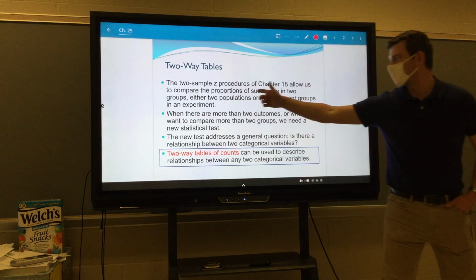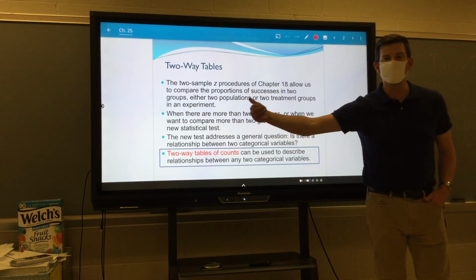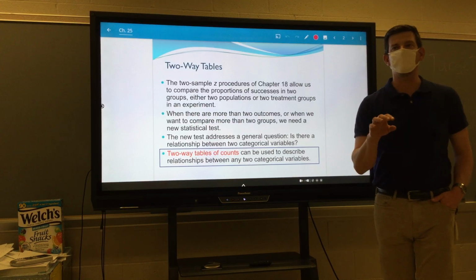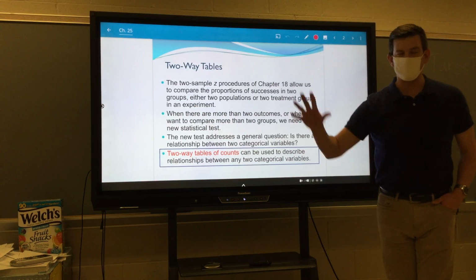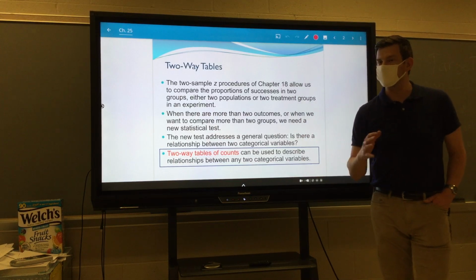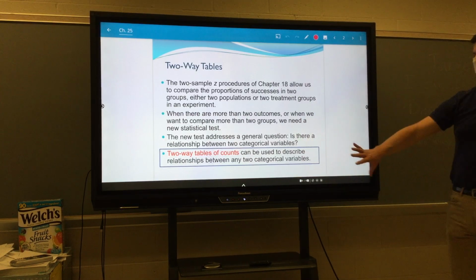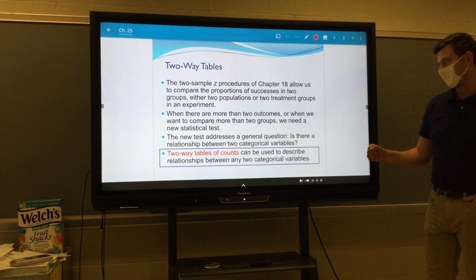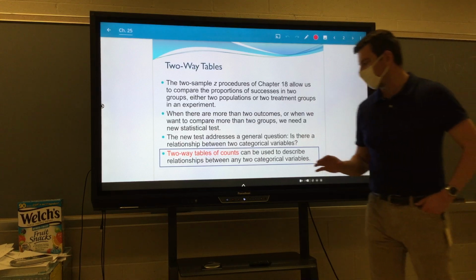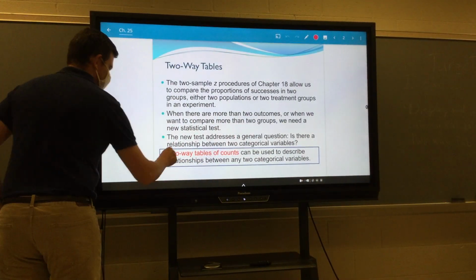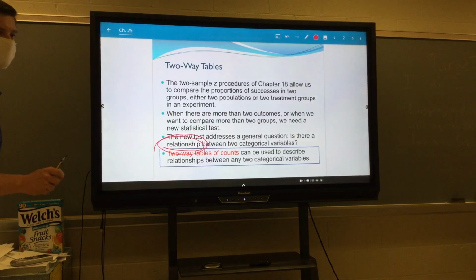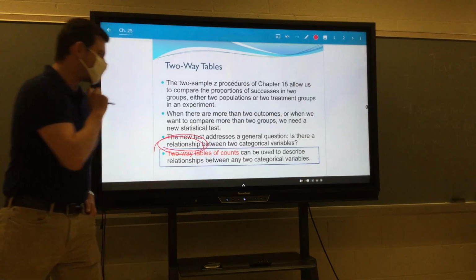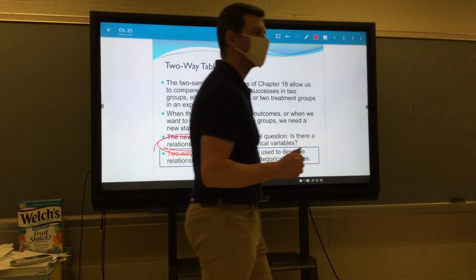The Z procedures for a difference of two proportions is just that. It allows us to compare two things. But if we're looking for a broader comparison, we need to use something else. And that's where this chi-square test and the summarization of data on this two-way table can be helpful. So the key word for this lesson is relationship. And this new test addresses a general question: is there a relationship between two categorical variables?